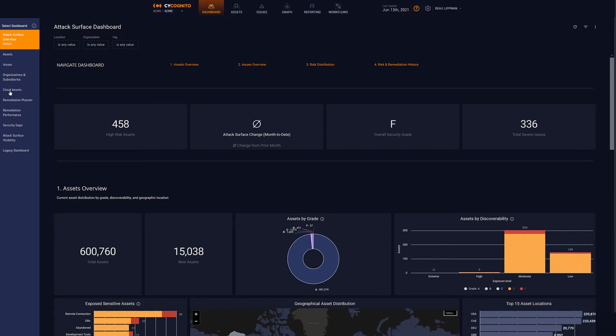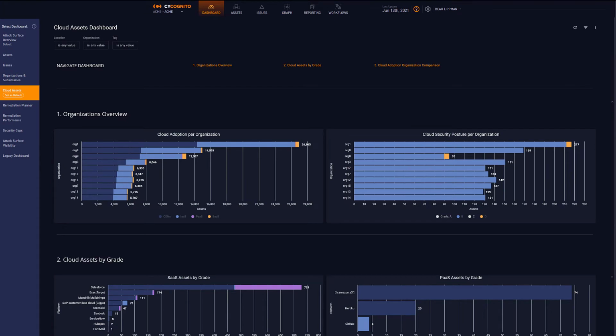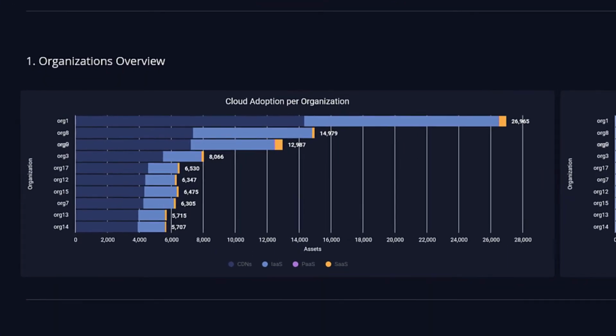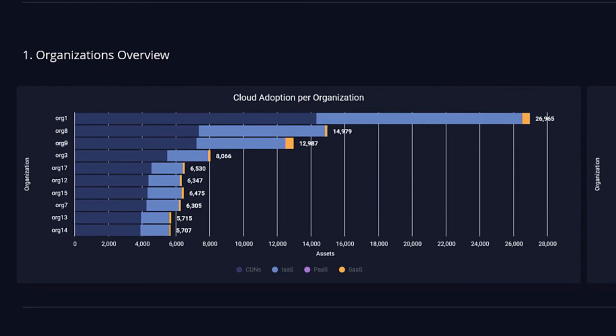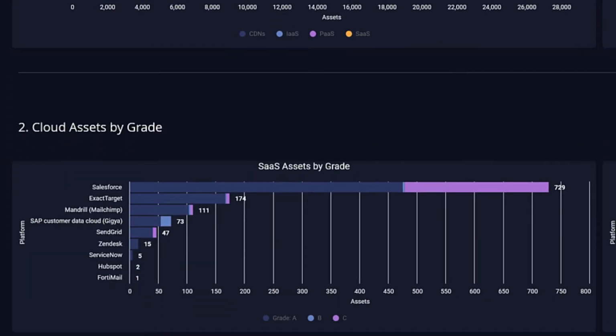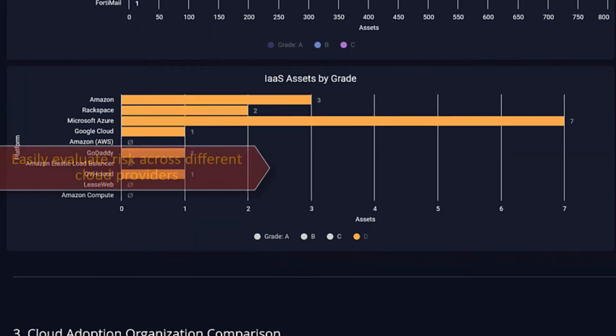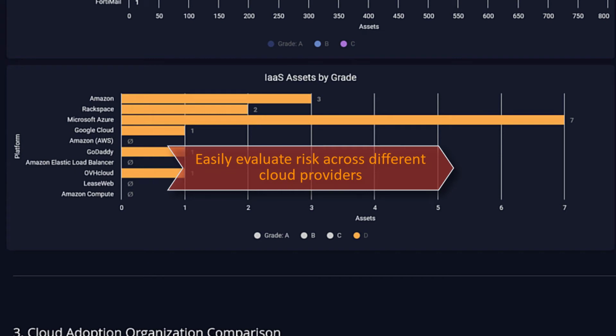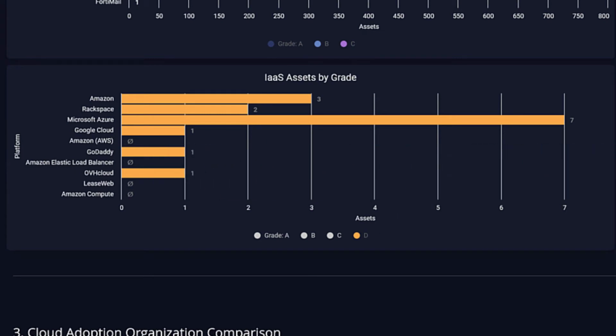As an example, let's take a look at the Cloud Assets dashboard. We can quickly see where our cloud adoption is, and because the platform normalizes the view, we can easily evaluate our risk across the different cloud providers. And this is true despite variations in how security is implemented in the different services, such as AWS and Google Cloud. This chart provides you a way to compare the risk postures of different cloud services you're running without diving into the security configuration console of each.